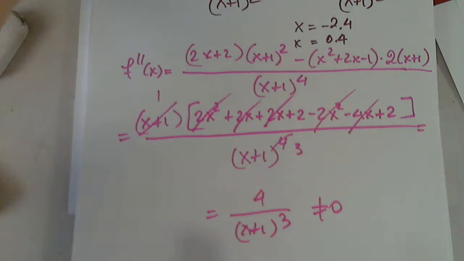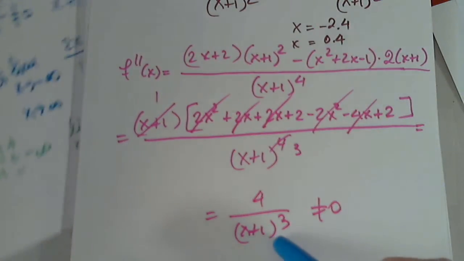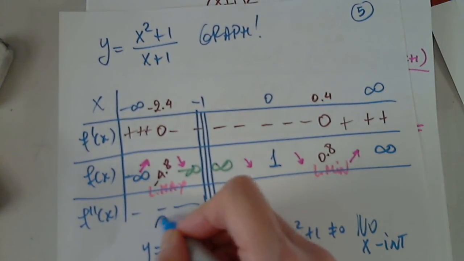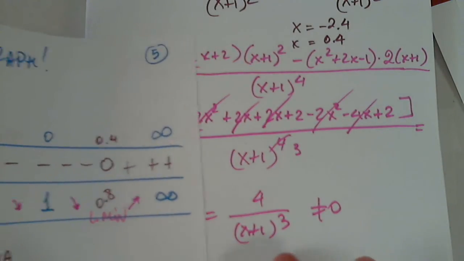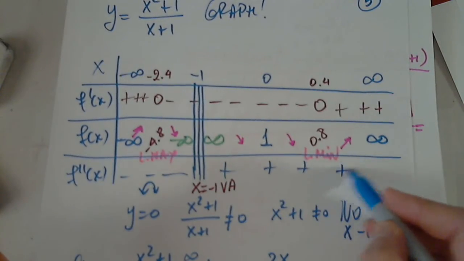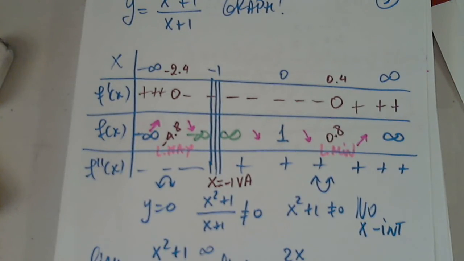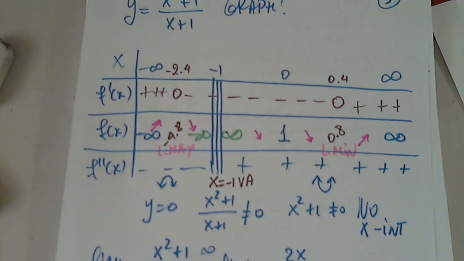And the sign is the one expected. To the left of negative 1 is negative, obviously. To the right of negative 1 is positive, obviously, as we expected from the get-go. This is one of the reasons why I put the second derivative last, because I may not need to look into it too much.